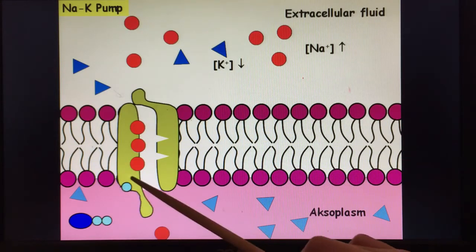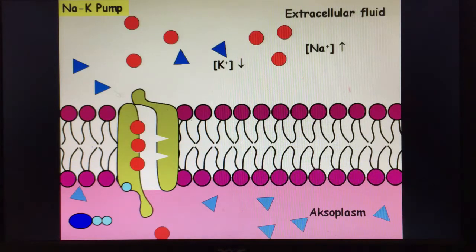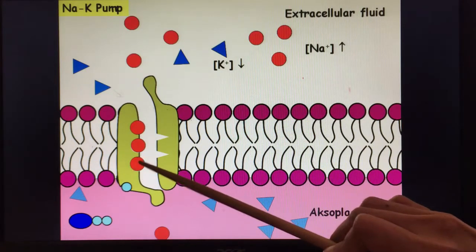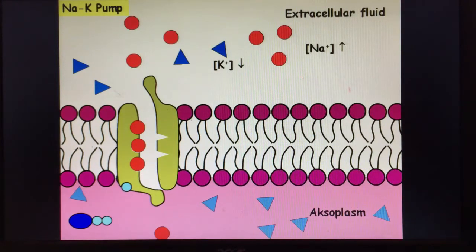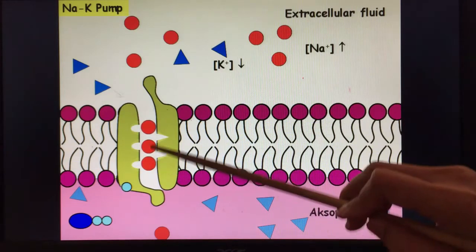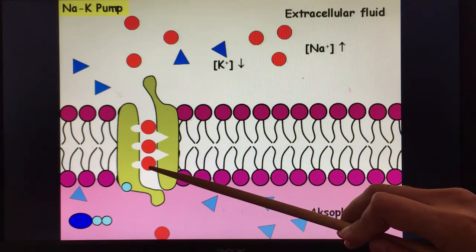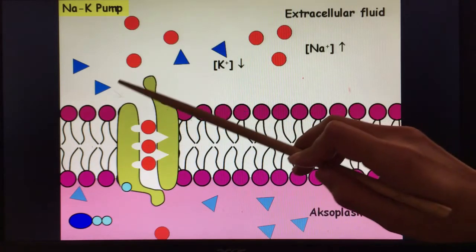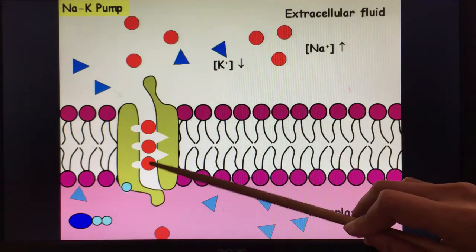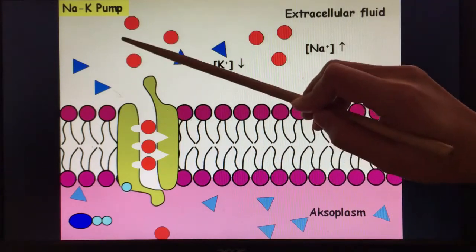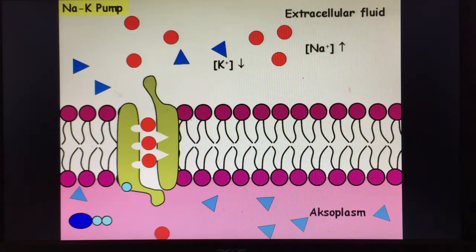So when the phosphate binds to the transport protein, it causes the transport protein to change its conformation. The sodium ion binding site now can no longer bind to the sodium ion because it already changes its shape. So the sodium ion will be released. And you note that the transport protein now opens to the outside. So the 3 sodium ion will move towards the extracellular fluid.